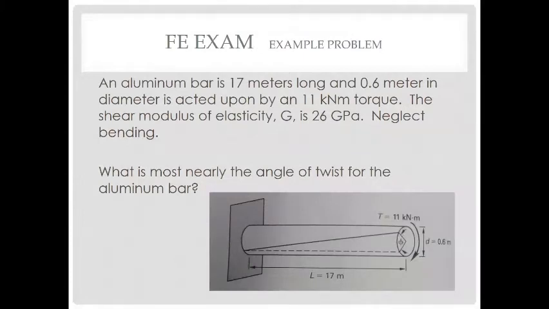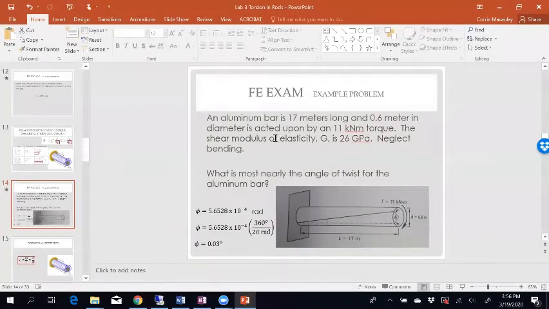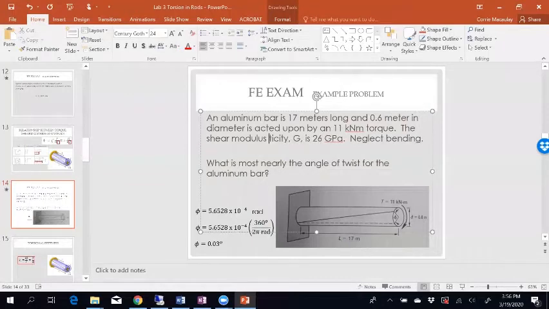All right. So I think this might be the last question that I pulled from the FE exam. Let's see, it says an aluminum bar, 17 meters long, right? 0.6 meters in diameter. We have a torque applied that's 11 kilonewtons per meter, right? And it says the shear modulus of elasticity. That's not correct. Okay, I guess it is elastic because it's in the elastic region, but it's confusing. So that should just say shear modulus, right? So let me do that. Shear modulus G.